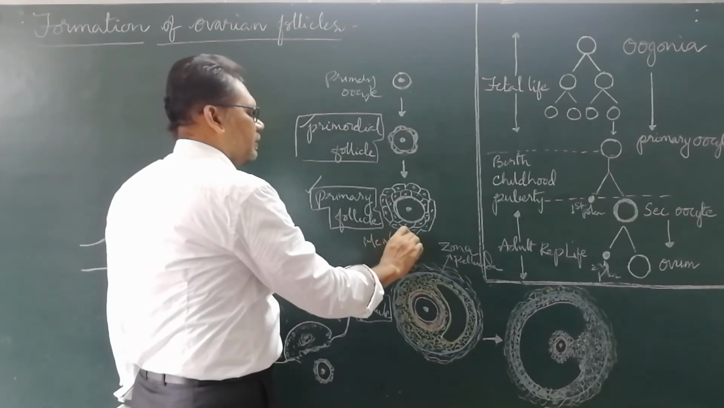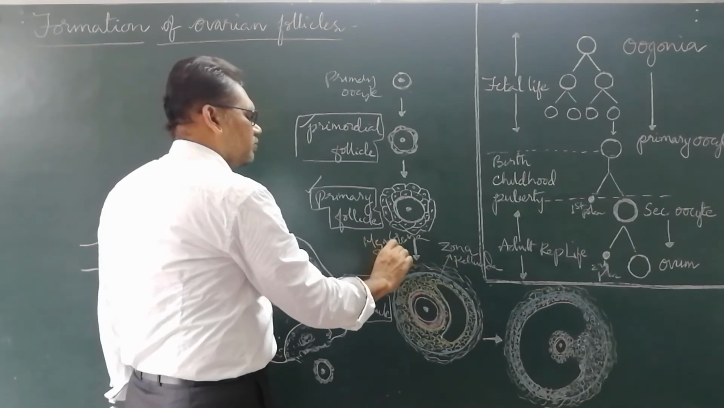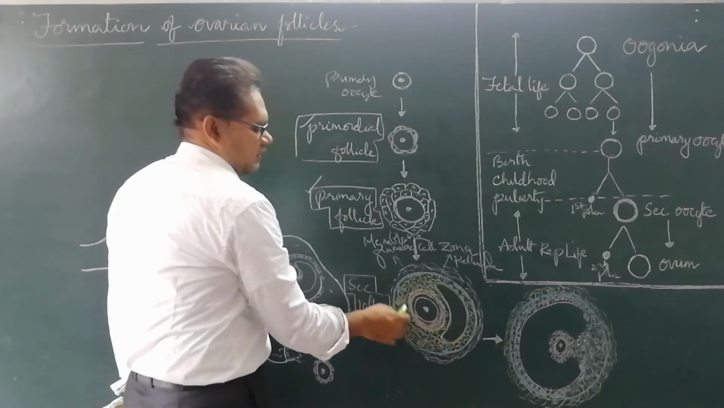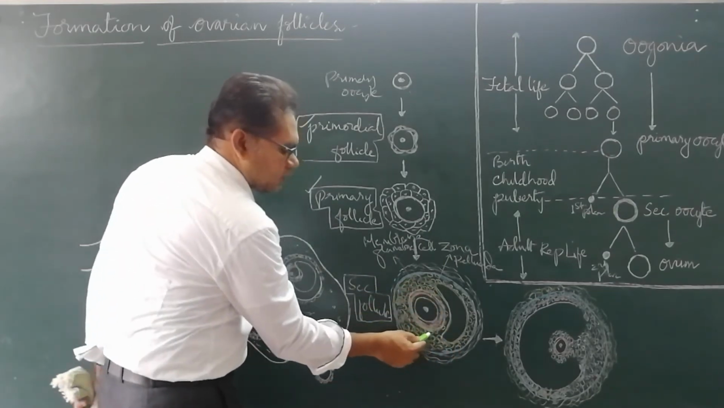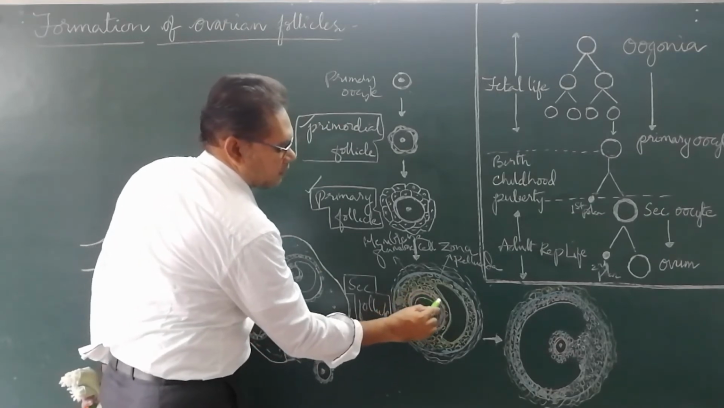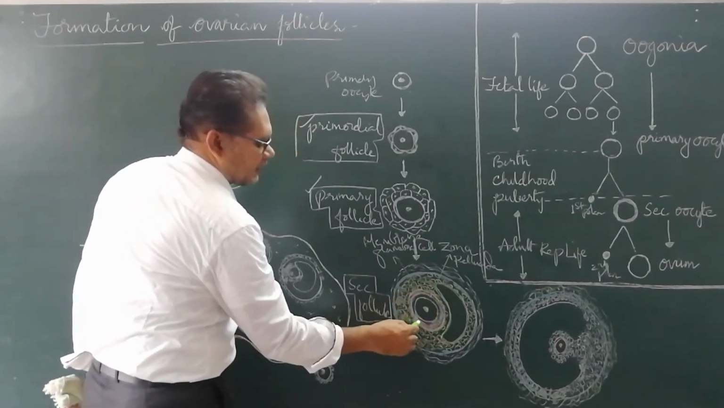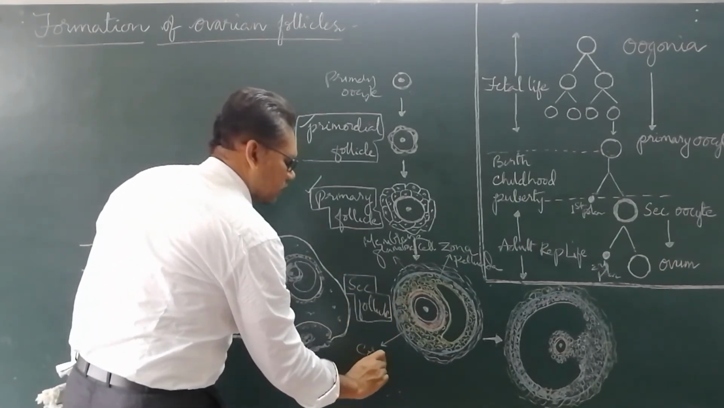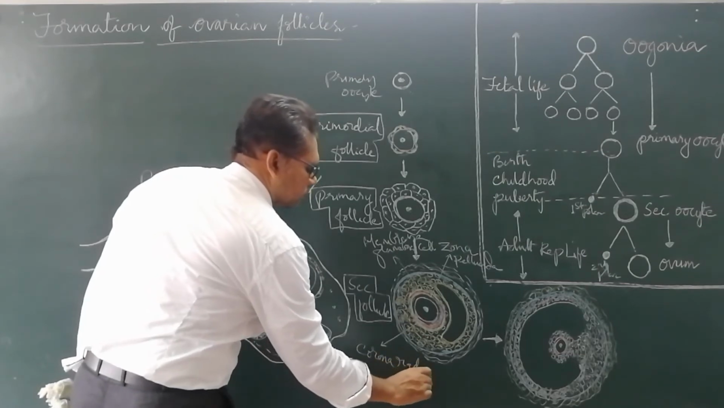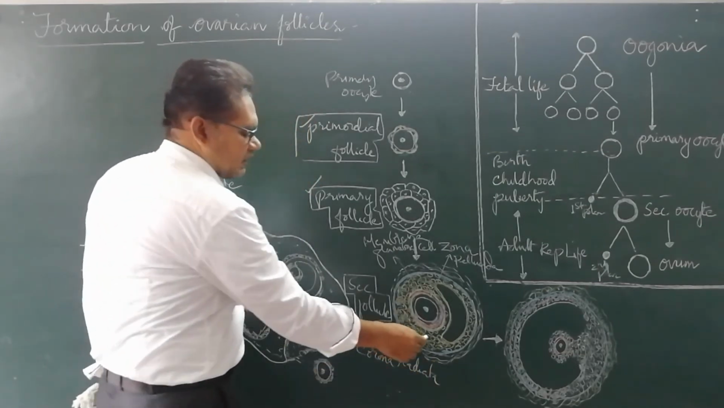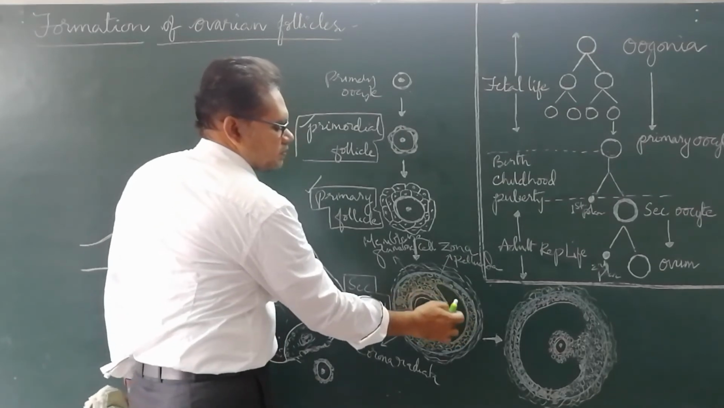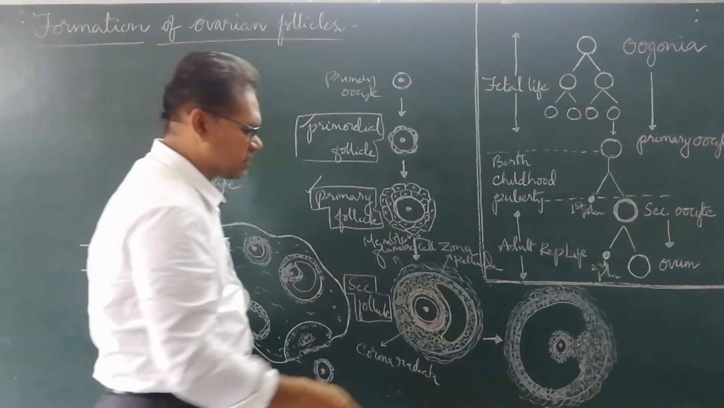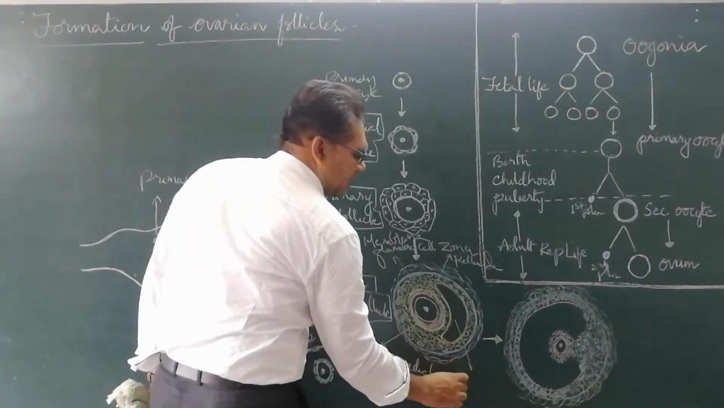These are the membrana granulosa cells surrounding. The membrana granulosa cells surrounding the zona pellucida together form another layer around the zona pellucida. This is called the corona radiata. Now these are the membrana granulosa cells. A small cavity appears, and this cavity gets enlarged. This cavity is called the antrum.